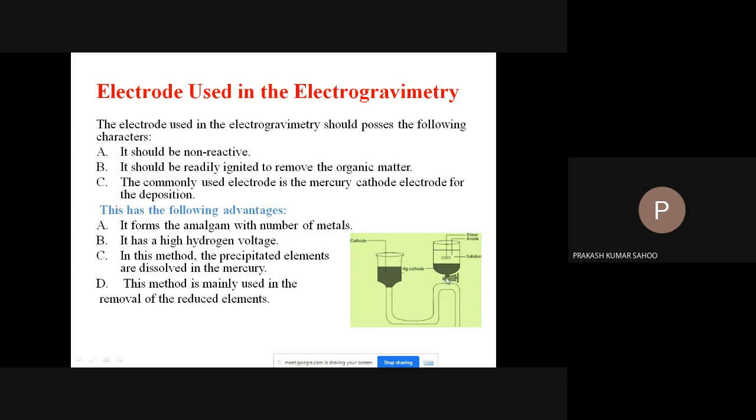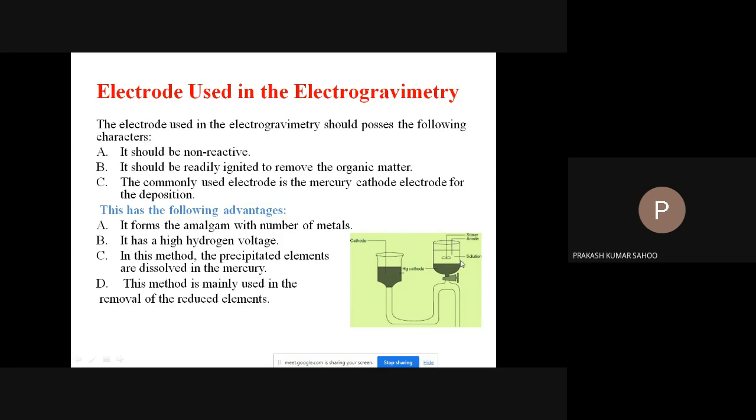So what is the construction here? Here this is the cathode, and this is the mercury cathode, right? This is the stirrer, and this is the solution, and this is the outlet, and this is the stirrer anode, and this is the mercury cathode. Both these are mercury cathodes. This will be connected to the external electric field.